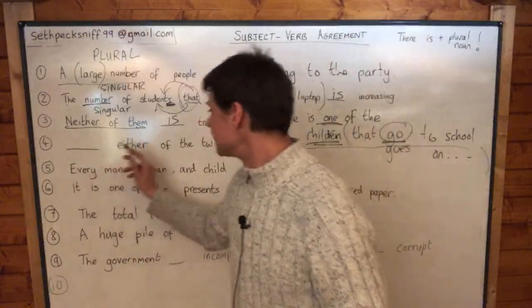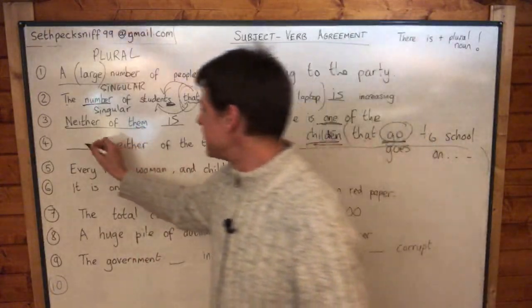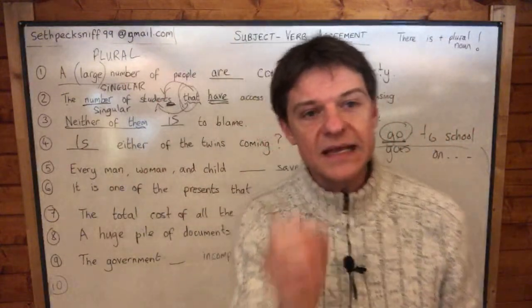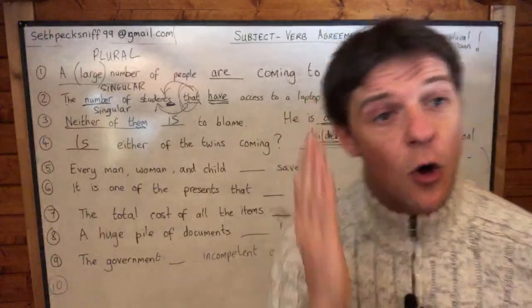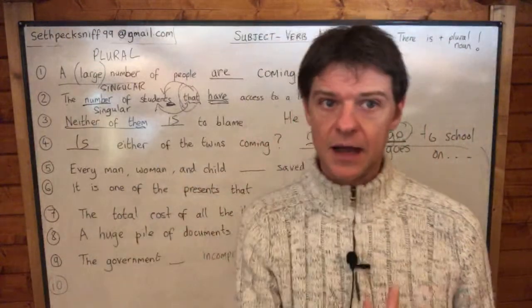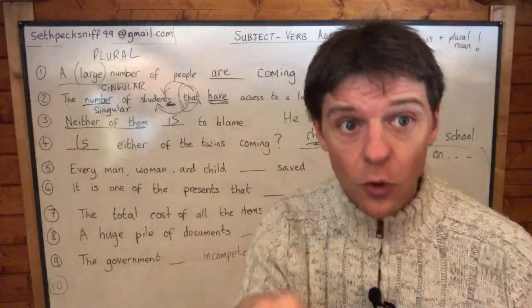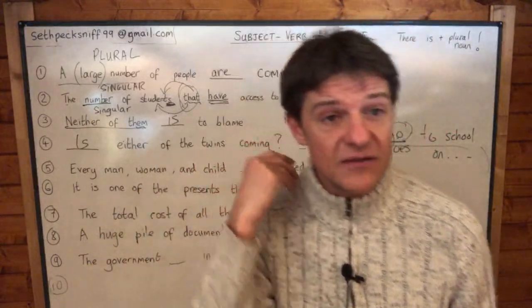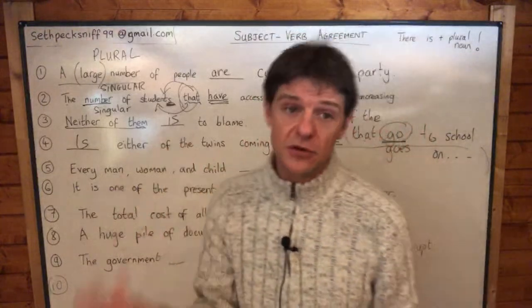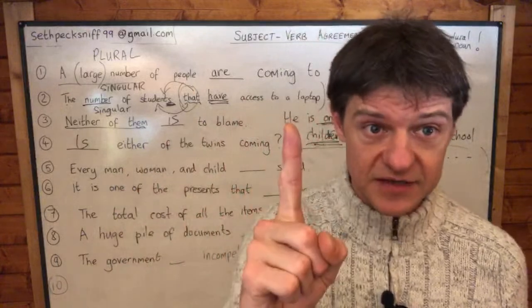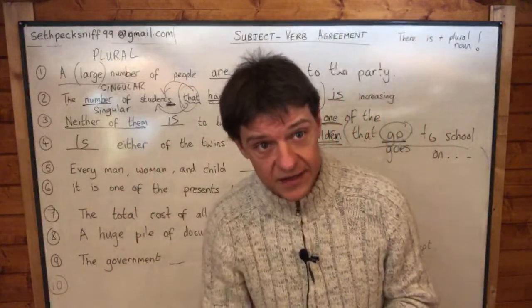But yeah, that's why neither of them is to blame, and is either of the twins coming? Because we mean, is this twin or that twin coming? And that's very singular. Is this one twin or that one twin coming? So even though neither of them and either of them look very plural, really they mean either this one or that one, or neither this one nor that one, so they're singular.